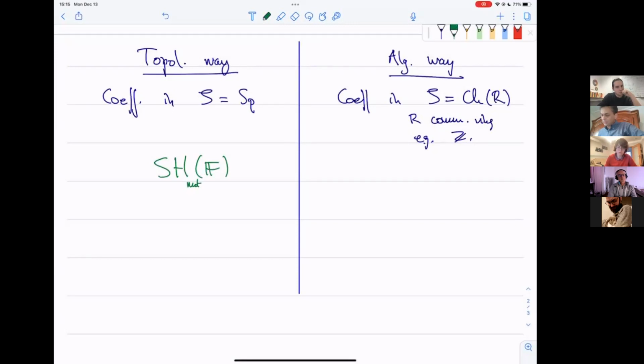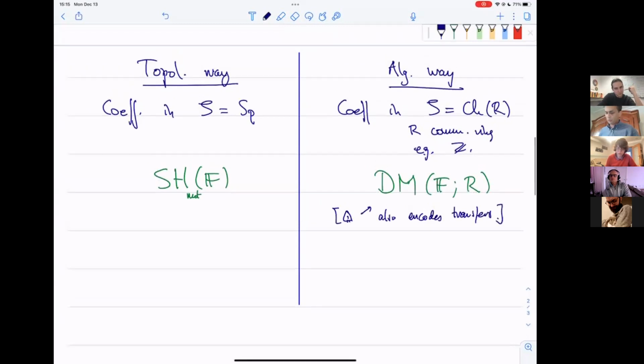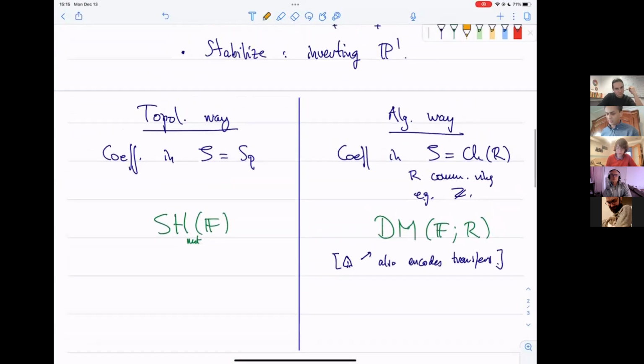And here you would get, not quite, this is a little lie, but you will get the derived category of motives of the field with coefficients in R. So here there's some small print. There is also here, this one actually also encodes transfer. And I'm not going to go into subtleties here, but there is a version very close to this one, which would follow exactly what I'm saying. So what is the link with what I was saying before?